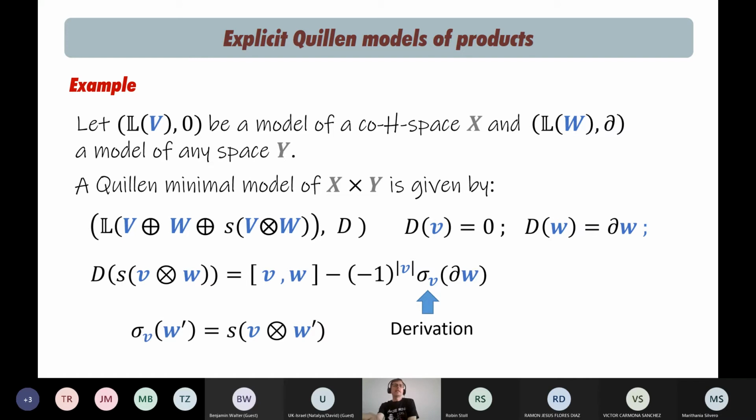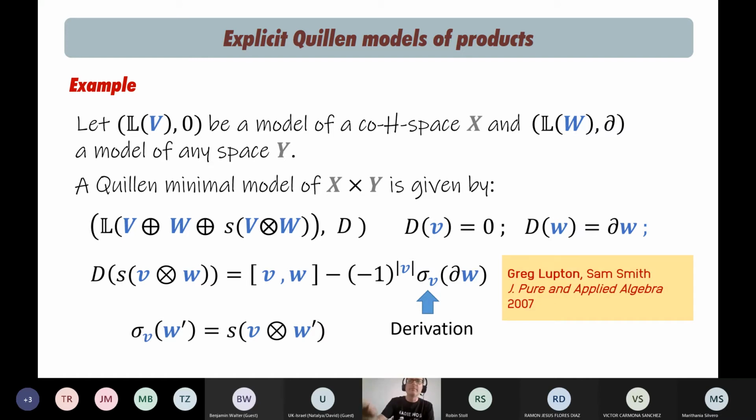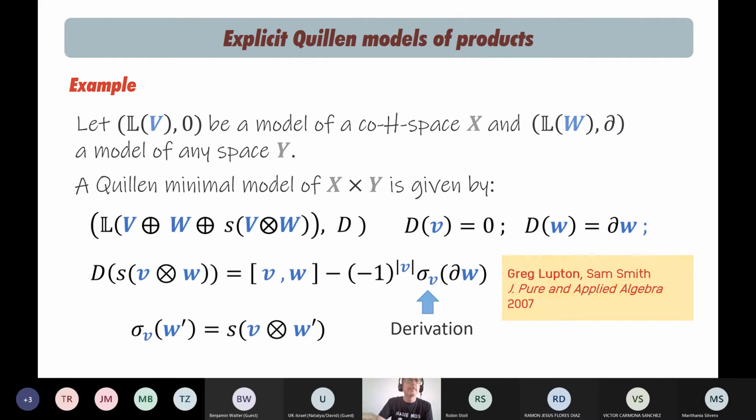Okay, this was done by Lupton and Smith. Let's see why this is a differential.